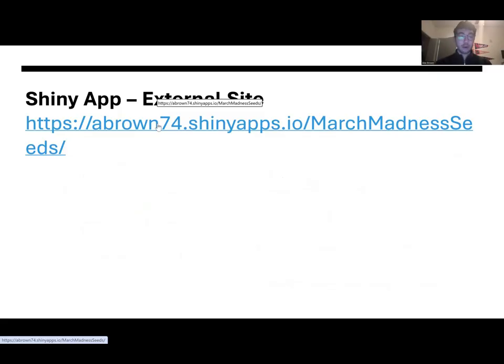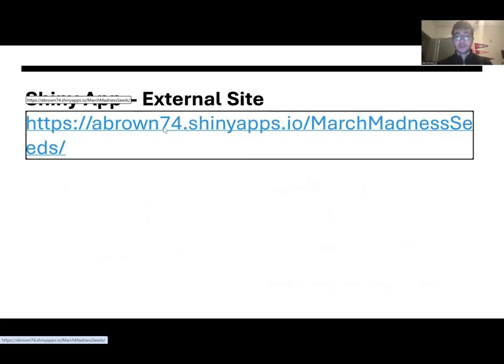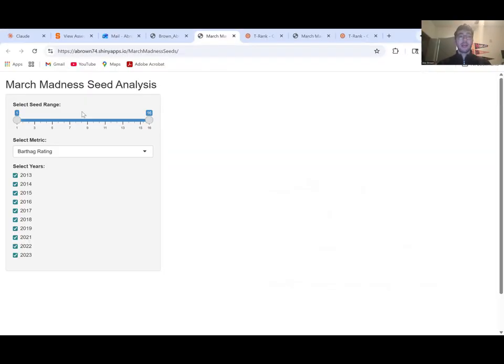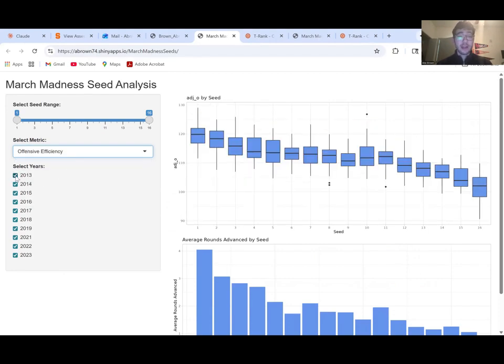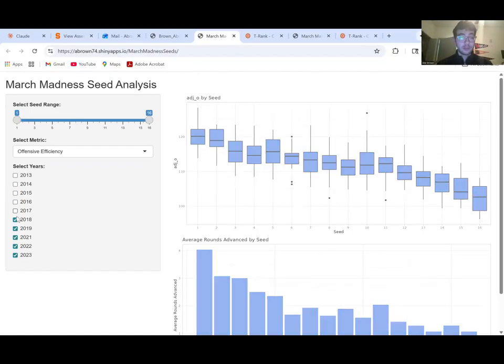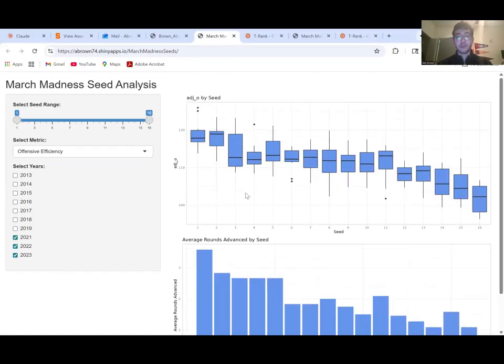The final thing that I did was I created a Shiny app so users can actually go on and use this data. So if we click on here, we can see the Shiny app over here. Basically what this allows you to do is filter by seeds and select a metric. So if we want to look at the offensive rating and we want to see how teams did, let's say we just want the recent few years, so 2021 through 2023, we can see specifically for those years in terms of offense. Very interestingly, see right here, four seeds had a lower offensive rating than the five seeds.